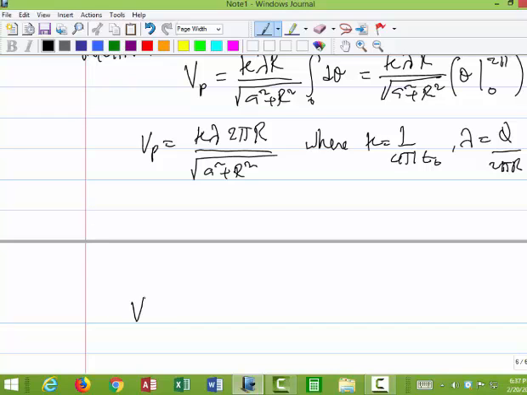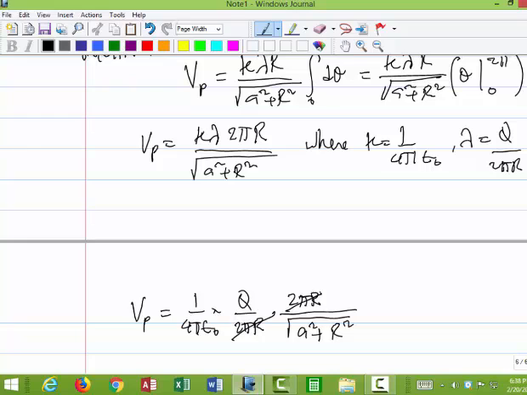So the potential at P is equal to K, which is 1 over 4 pi epsilon naught, times lambda, which is equal to Q over 2 pi R, times the 2 pi R on top, divided by the square root of A squared plus R squared. This goes away and you are left with Q over 4 pi epsilon naught square root of A squared plus R squared.